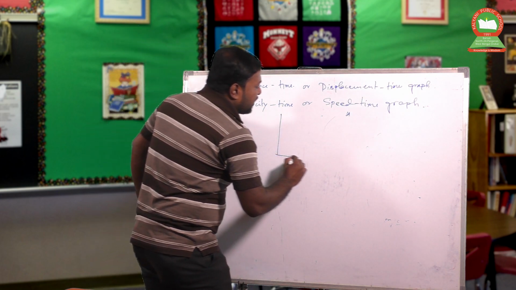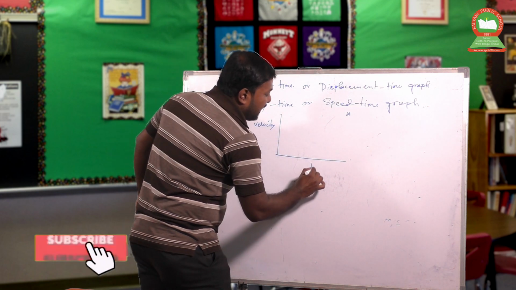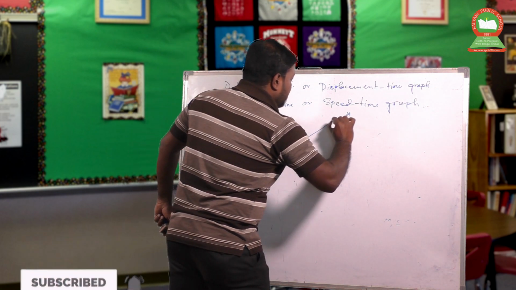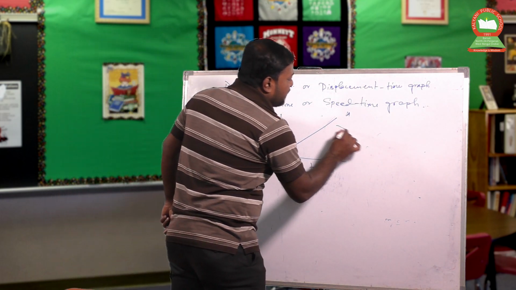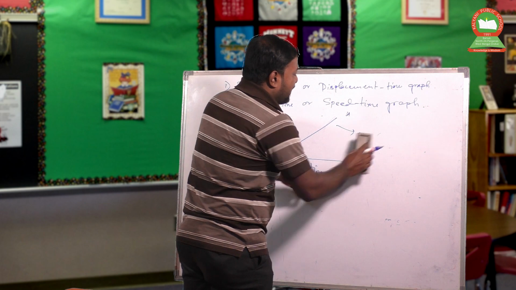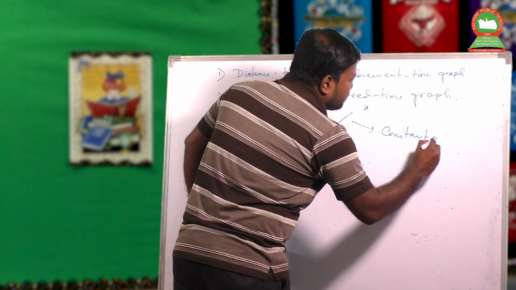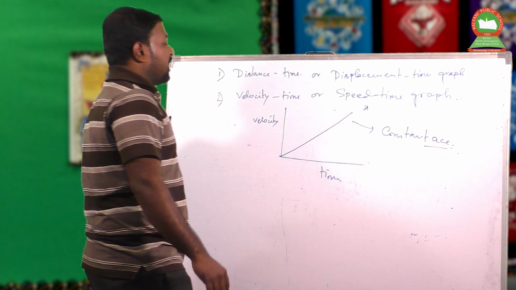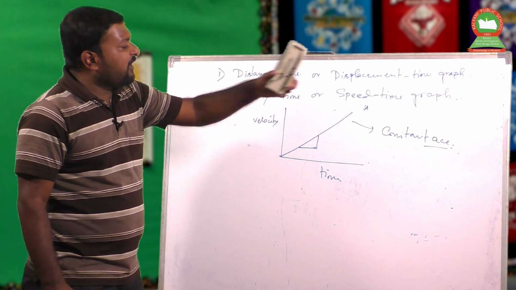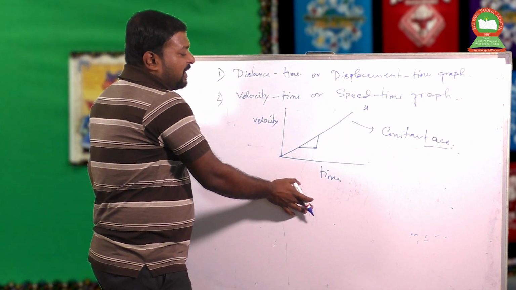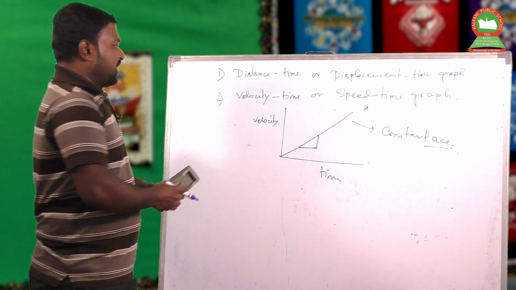So whenever the body is moving, in the velocity time graph, if it is a straight line passing through the origin, then the body is moving with uniform acceleration or constant acceleration. So it is the body's motion with constant acceleration, because the value of the slope is the same at every point. So the velocity time graph gives an idea about acceleration or retardation.